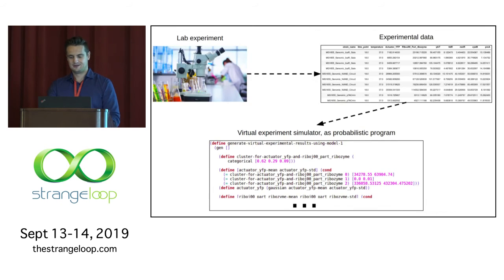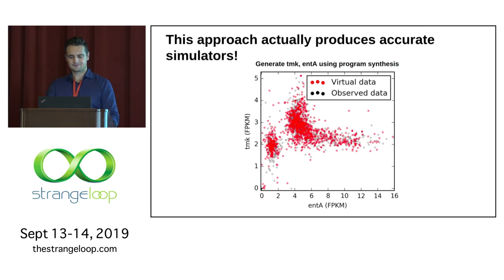But again, we don't. So the problem statement, again, is the same. We have a wet lab experiment. The biologists we work with produce tons of data, but it's unclear what goes on in the data. And our approach actually produces accurate simulators for pretty tricky distributions. What we see here is an example where you have the normalized read counts of gene expressions for two genes. And we can see that it's highly nonlinear, but our virtual simulations line up really well with the observed data.